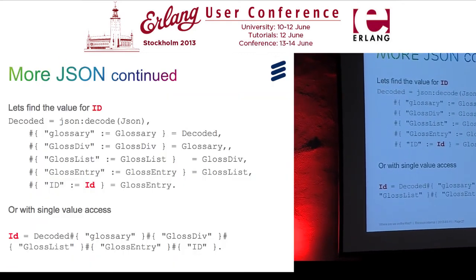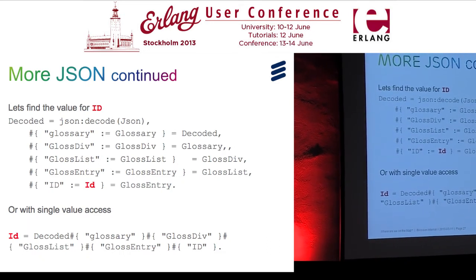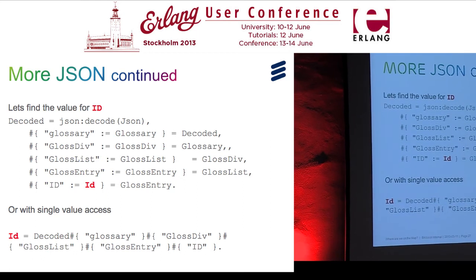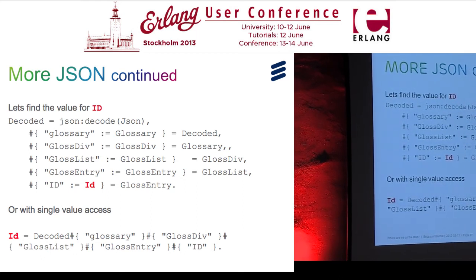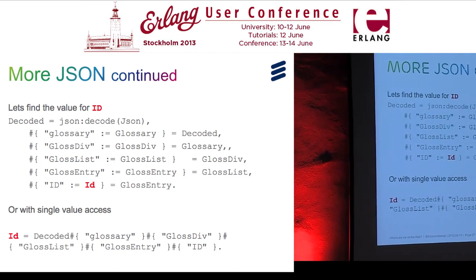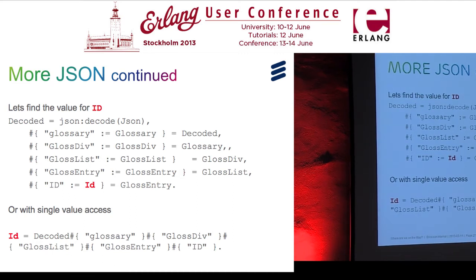Here are more JSON examples, where you can find the value ID in the first one. And in the second one, you can also find it with single value access.